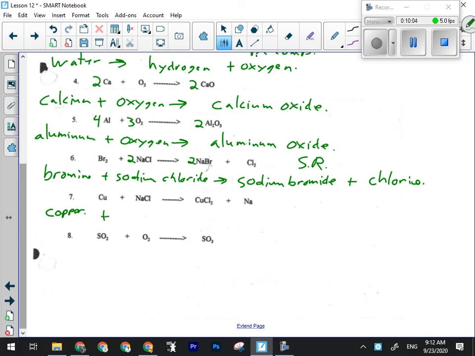Okay, copper plus sodium chloride is going to give copper chloride, but we got to figure out which copper it is. Okay, so chlorine's a -1 and there's 2 of them, so that means this is the copper with the 2+ charge, so put a Roman numeral 2 in there. Okay, copper 2 chloride plus sodium.